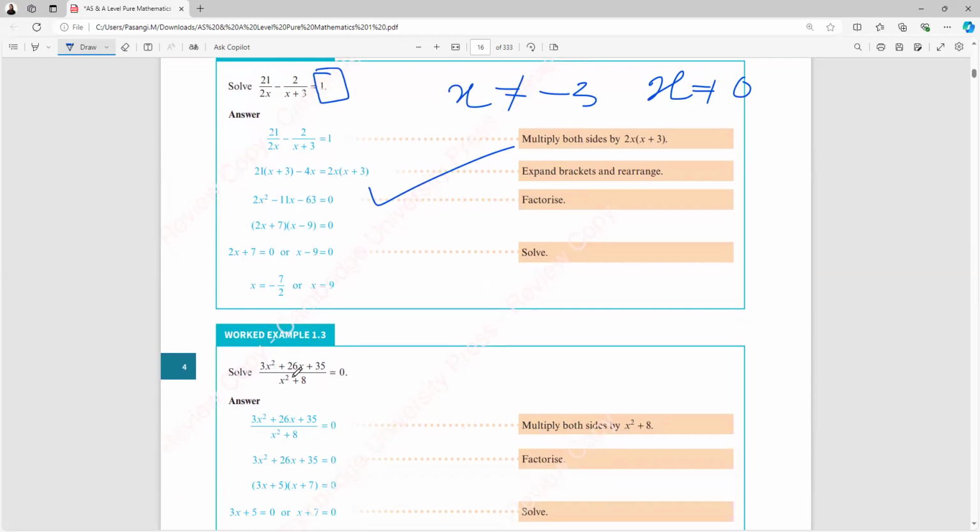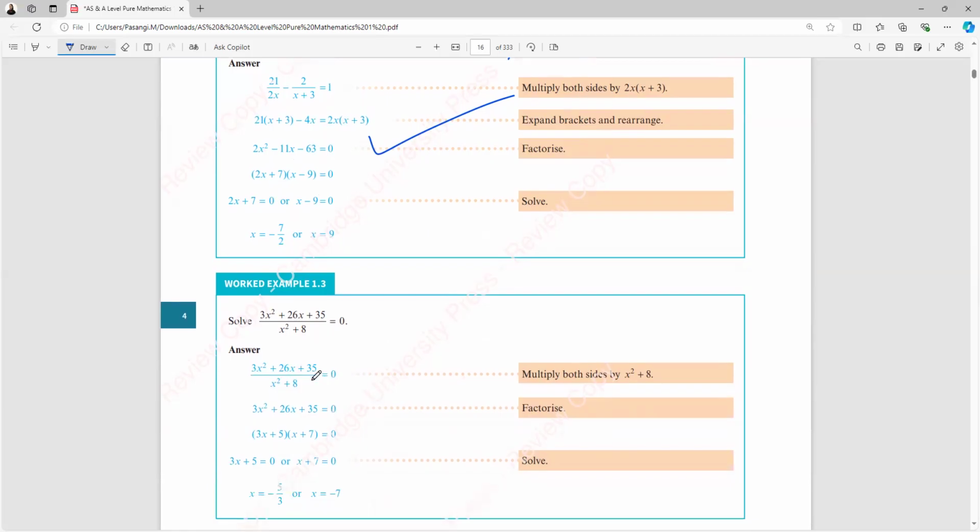Again, there is a factorization. So what will happen here for the x squared plus 8? We can directly take it to the other side and it will basically cancel off. That means we are directly multiplying both sides by x squared plus 8, because this x squared plus 8 is always positive. That's why we just multiplied like that.